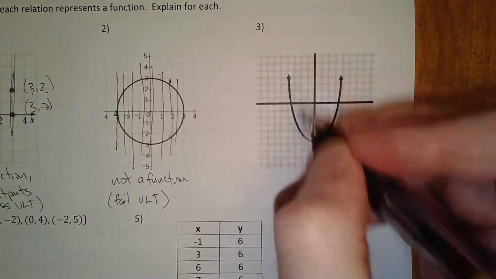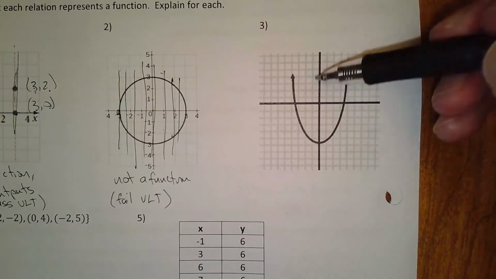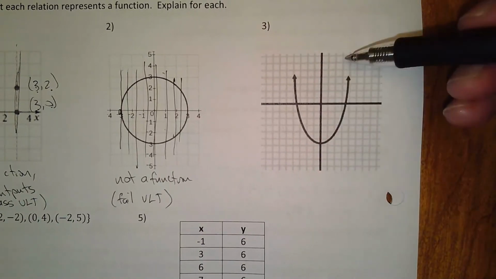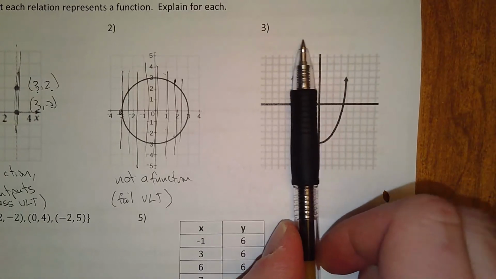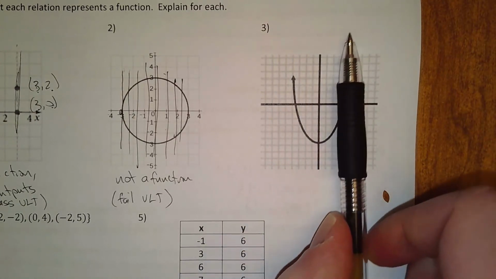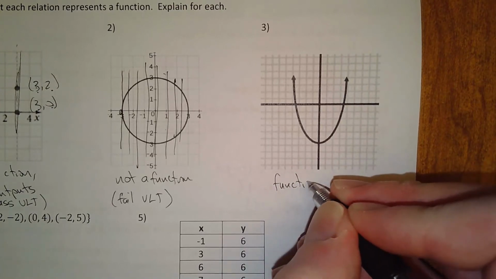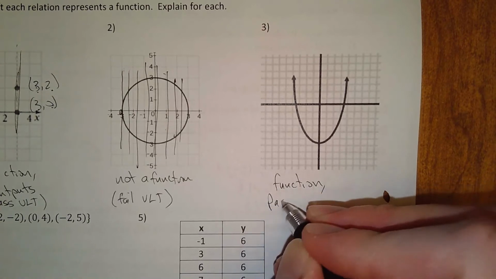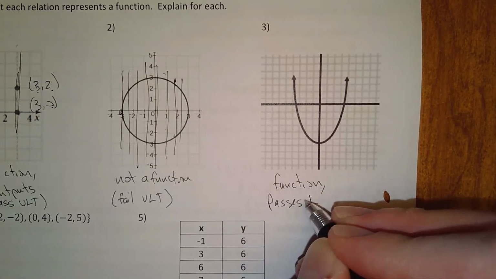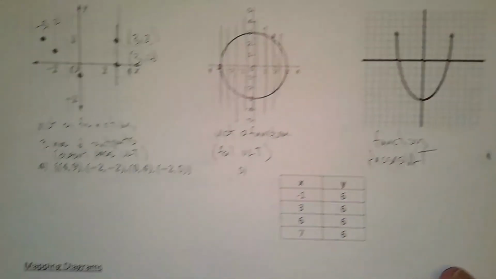Can I draw a line that hits it twice? And this one, it looks like I may be able to, but there's no line anywhere that hits this twice. No vertical line. Again, put your pen straight up and down. There's no vertical line that hits this twice. Okay, so this is a function, and it passes the vertical line test.